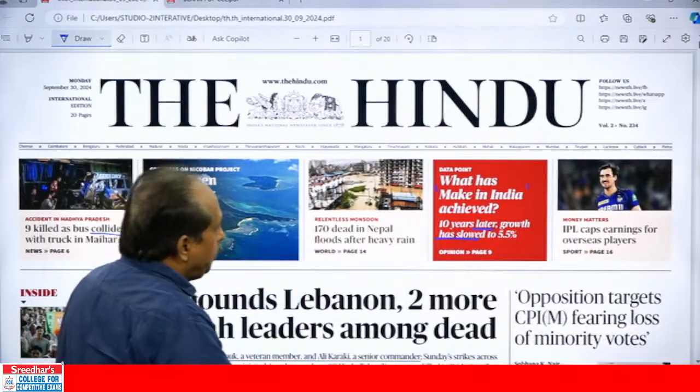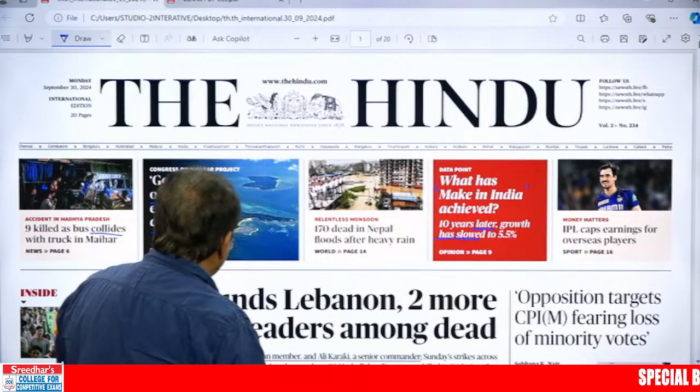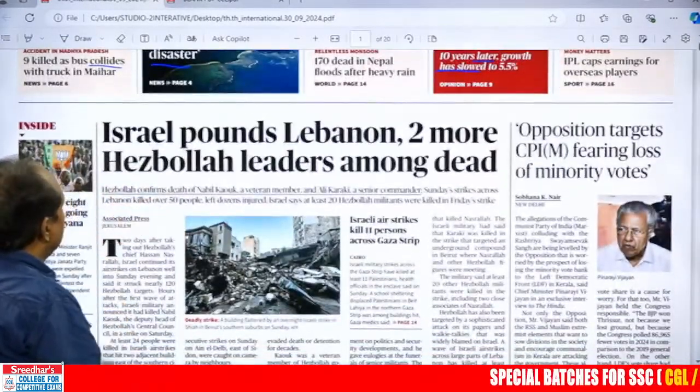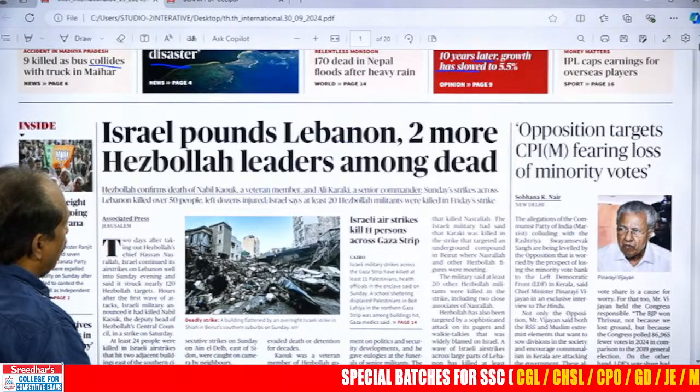The last one, IPL caps earnings for overseas players. Caps means restrict. Now let us go to the main headline. Israel pounds Lebanon, two more Hezbollah leaders among dead.